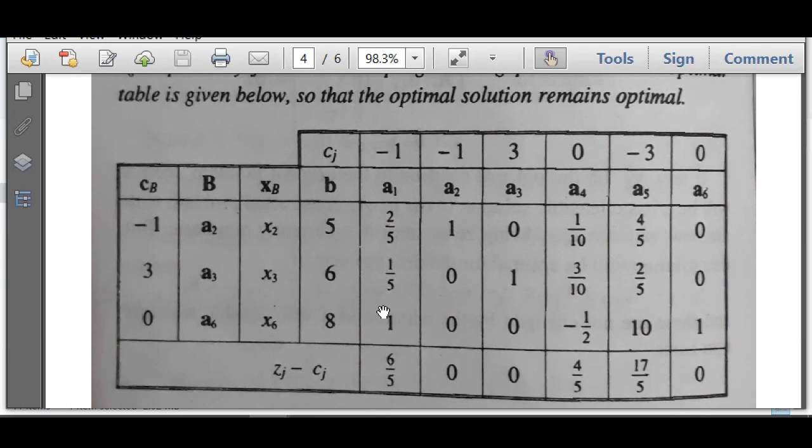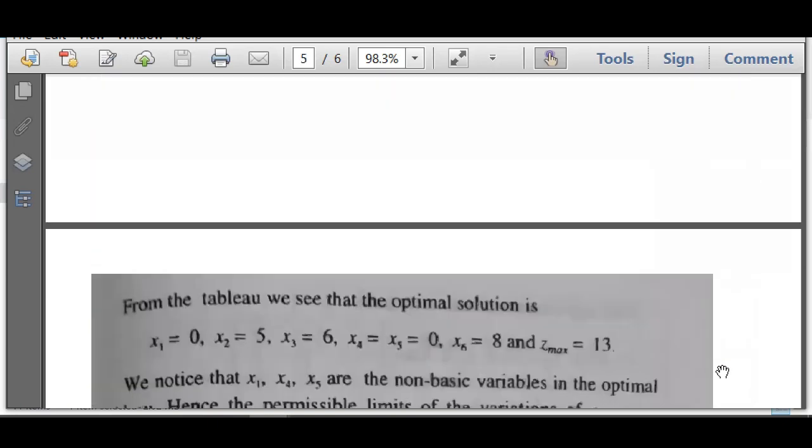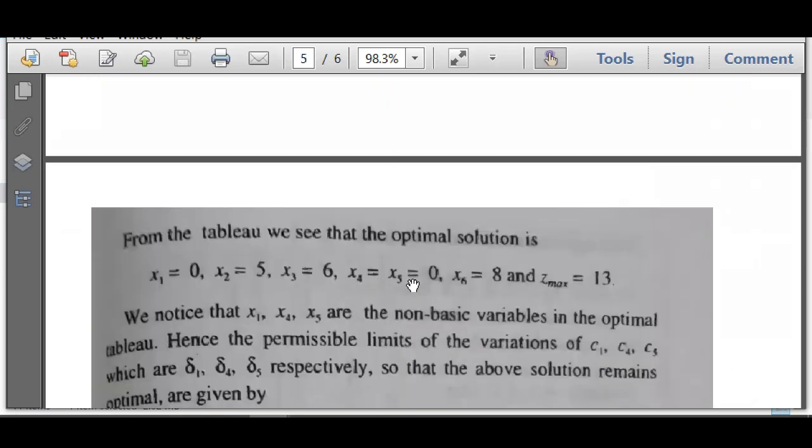Now, as I said already, here we are getting x1, x4 and x5 variables to be 0, and x2, x3 and x6 variables to be the basic part of the solution. And z max, as it is a maximization problem, is equal to 30. So we notice that x1, x4, x5 are non-basic variables. This is a very crucial point to note down, because based on this only this del k will be coming. So x1, x4, x5 are the non-basic variables in the optimal table.